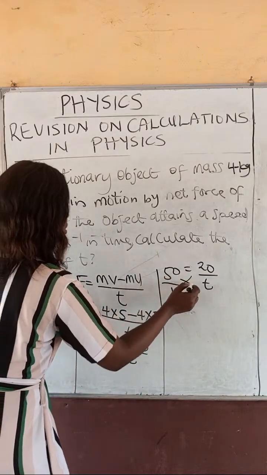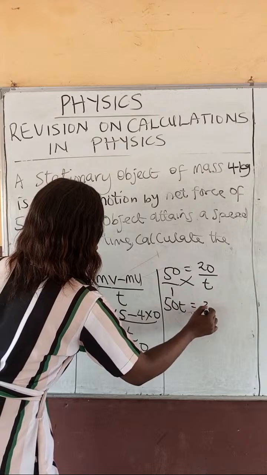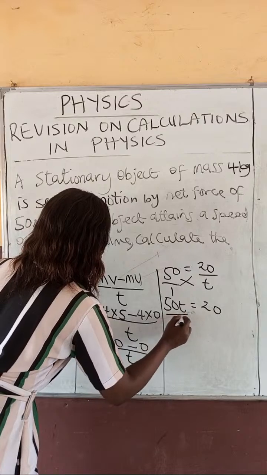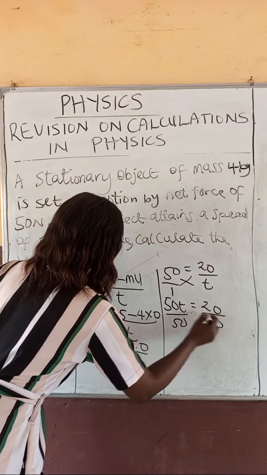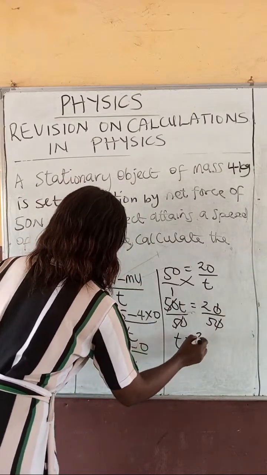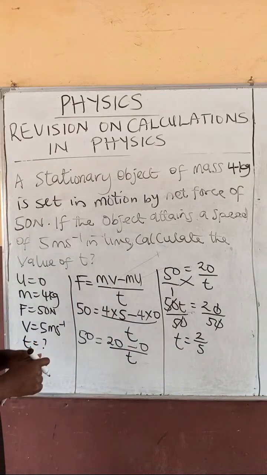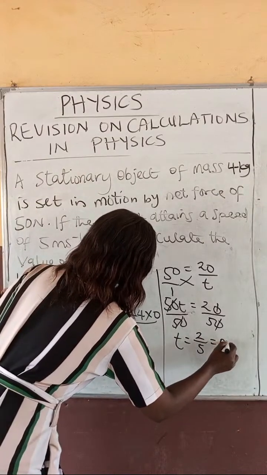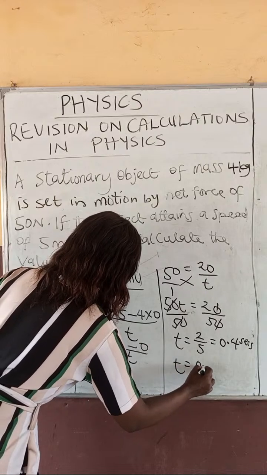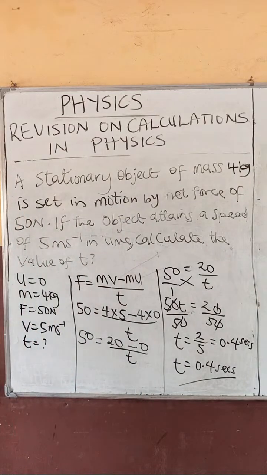So if I cross multiply, 50t is equal to 20. I divide both sides by the coefficient of t, which is 50. I cancel this, this cancels this. I have 2 over 5. Okay? And 2 over 5 is the same thing as 0.4 seconds. So my answer to this question is 0.4 seconds. Do we understand? Right.